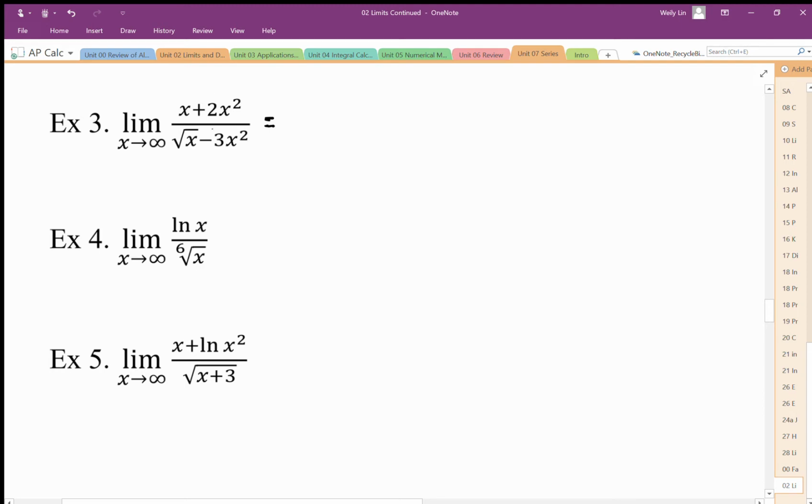What we can do is say that at large values of x, these two terms are essentially insignificant, and we can just compare 2x squared to negative 3x squared. So the limit becomes the limit of just the highest power ratio. So 2 over negative 3, our limit just becomes negative 2 over 3.